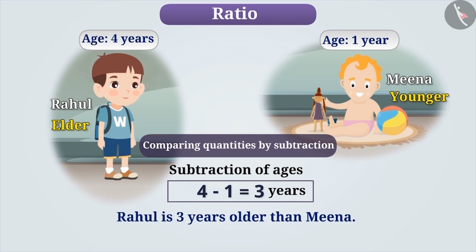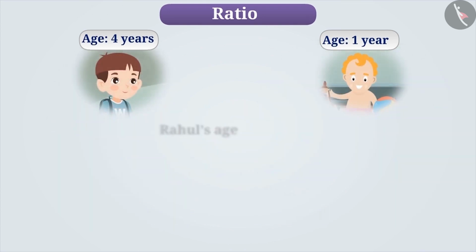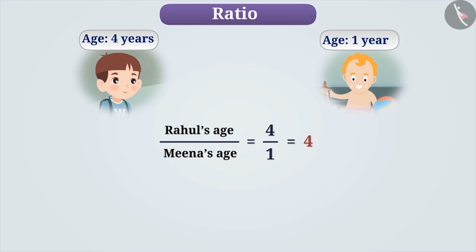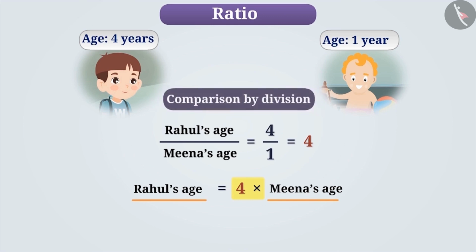If we keep thinking, we can also compare their ages using another method. Think what it would be. Let me tell you. If we divide Rahul's age by Meena's age, then we get 4 as the result. This shows that Rahul's age is 4 times the age of Meena. Here, we have compared two quantities based on how many times one quantity is of the other quantity. The method in which we compare two quantities in terms of how many times is known as the comparison by division.